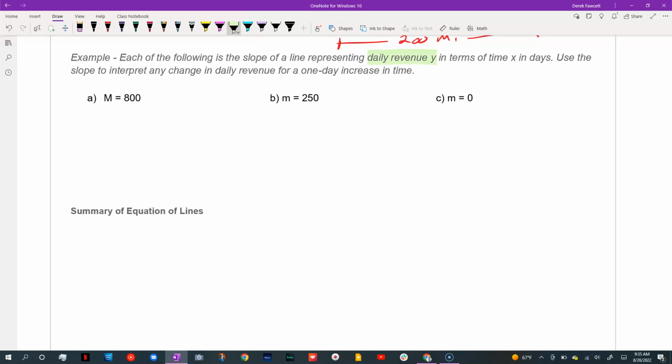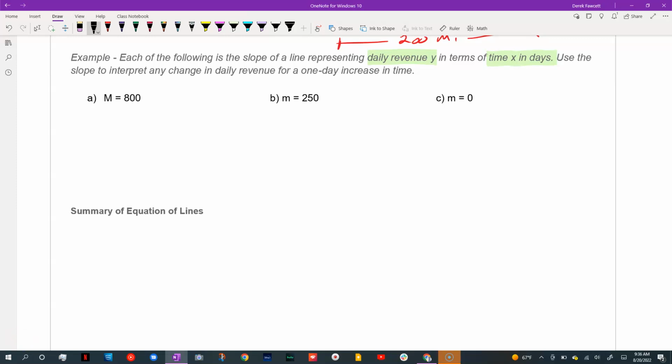In terms of time, x, in days. Use the slope, which is given there, to interpret any change in daily revenue for a 1 day increase in time. Okay, so try this one on your own. Try to write what these slopes mean in terms of the given information. Pause it and then come back.